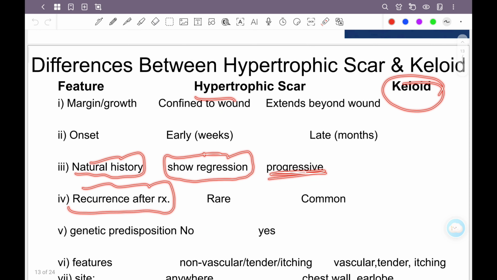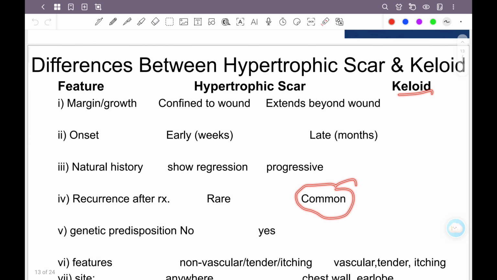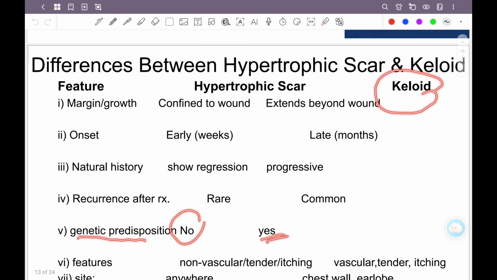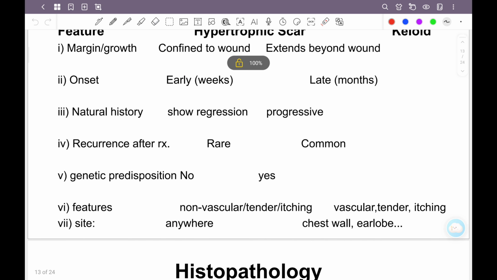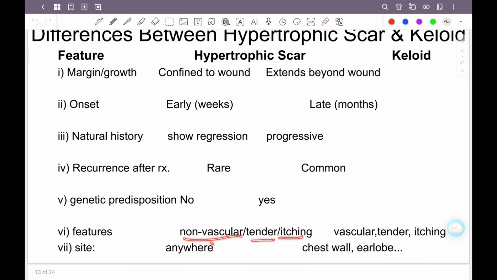Well, the recurrence after treatment is rare in case of the hypertrophic scar, but in case of keloid, there is a high chance of recurrence even after treatment because a genetic predisposition is present in keloid, whereas there is no genetic predisposition in hypertrophic scar. The main feature of hypertrophic scar is that it is non-vascular, non-tender, as well as non-itching. But in case of keloid, it is vascular, tender, as well as itching.